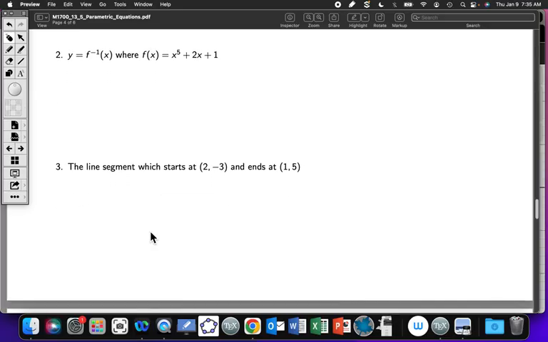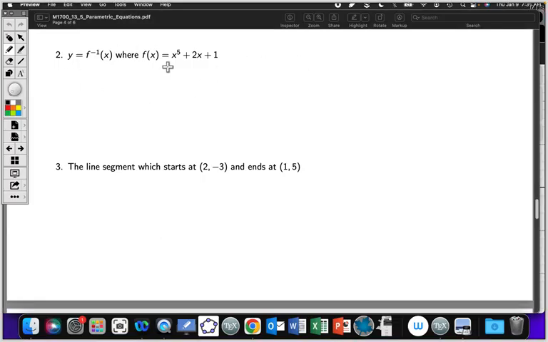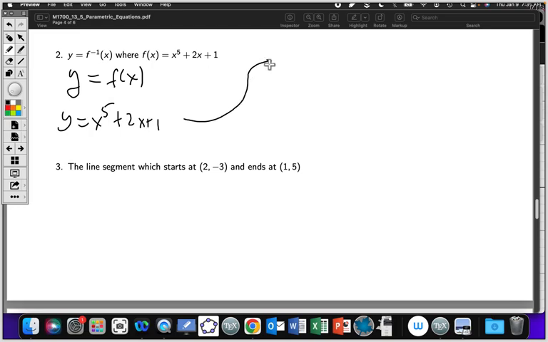Number 2, y equals f inverse of x, where f of x equals this. So you may remember inverses. To get the equation for the inverse, you would start off with saying y equals f of x. So y is x to the 5th plus 2x plus 1. But then to get the graph of the inverse, this would be the graph of the function. To get the graph of the inverse, we interchange the x and y. The inputs and outputs switch. So this would be x equals y to the 5th plus 2y plus 1.